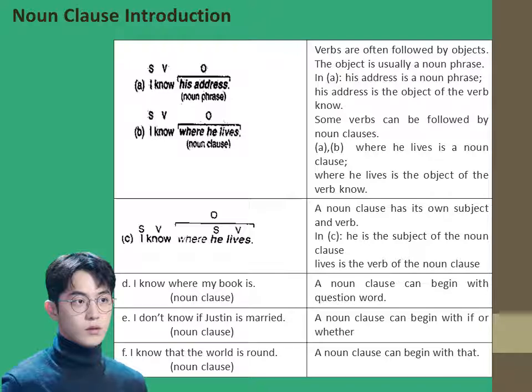A noun clause can begin with if or whether. I don't know if Justin is married. If Justin is married is the noun clause, and it starts with if. A noun clause can also begin with that. I know that the world is round. The noun clause, the world is round, starts with that.